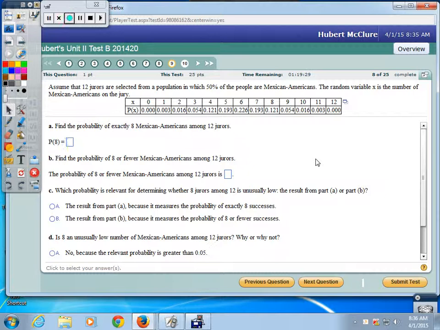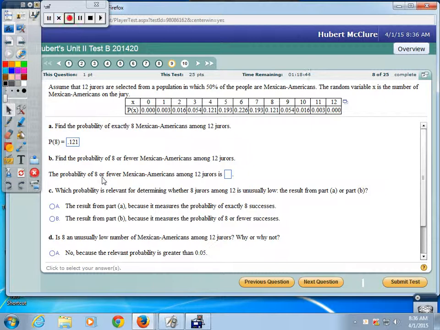All right, now this one is not that difficult, but I'm going to show you how to do it. First of all, find the probability of exactly 8. So you look up 8. There it is right there. What is it? 0.121. That was hard. Find the probability of 8 or fewer. So what are you going to do? 8 or fewer. You're going to add up what? Or fewer. Or means what? Add, Hubert. Yes, that's right, class. Thank you for the interaction.